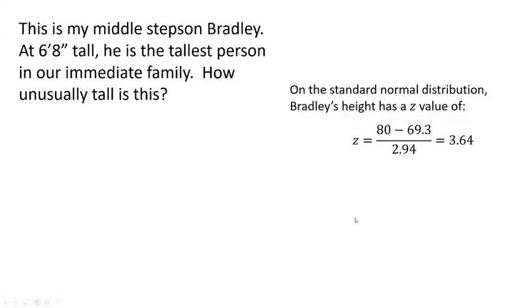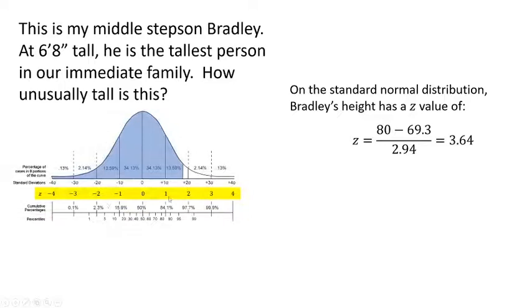All right, so where is that on the standard normal distribution here? I shouldn't have this part here colored in blue, because we're actually looking here at about this portion way out here, 3.64. That's going to be somewhere between 3 and 4, a little bit more, a little bit to the right of that, so about in here somewhere. Okay, so that's where Bradley is.